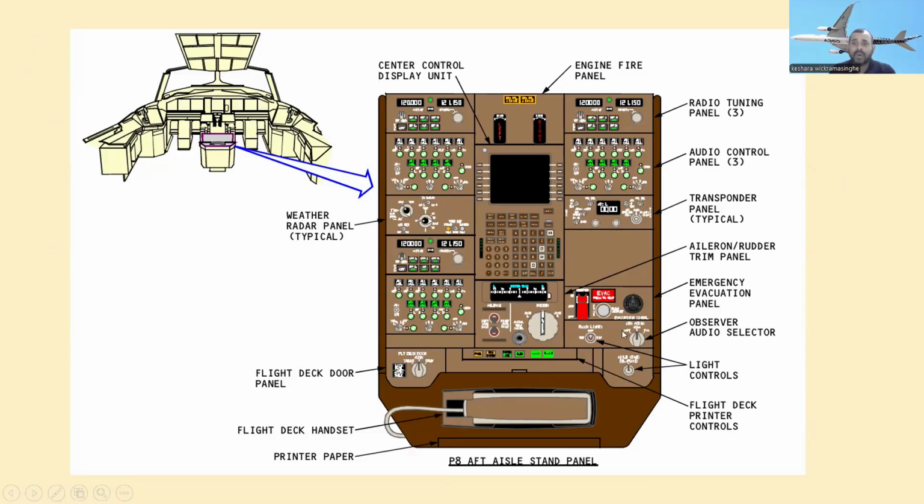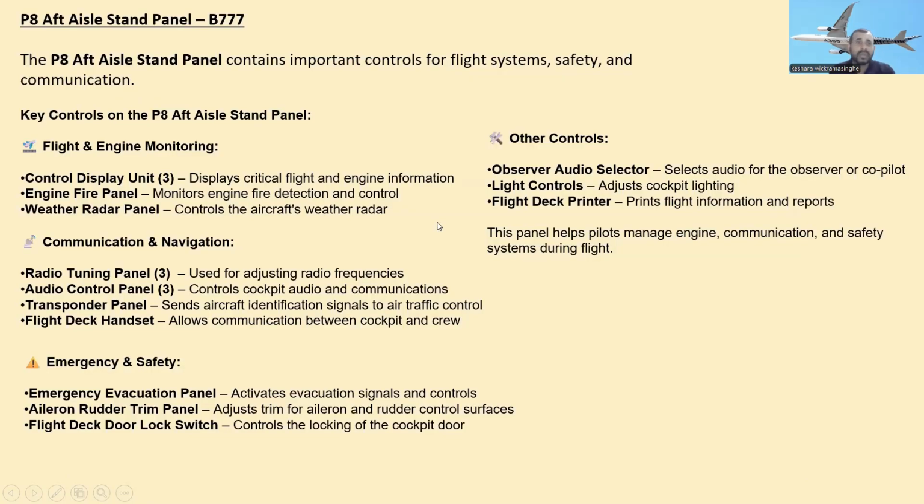This is the observer audio selector and light controls. Here are the light controls, flight deck control panel controls, and flight deck printer controls. This is the flight deck handset. This is printer paper, and the flight deck door. Here is the flight deck door panel, and here is the weather radar panel. Okay, let's see the functions.